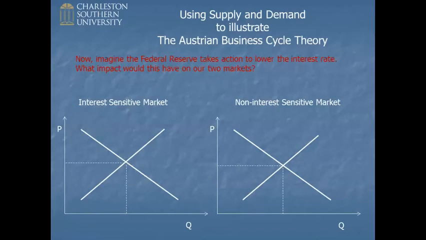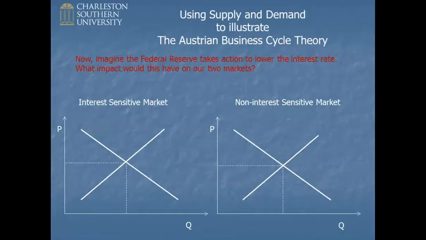Now imagine that the Federal Reserve takes some action to lower the interest rate. What impact would this have on our two markets? Notice that in the Keynesian model there would be no discussion of the impact in two markets because everything is aggregated up. There would just be the discussion of what happens to aggregate demand. But in the Austrian business cycle theory, a distinction is made.